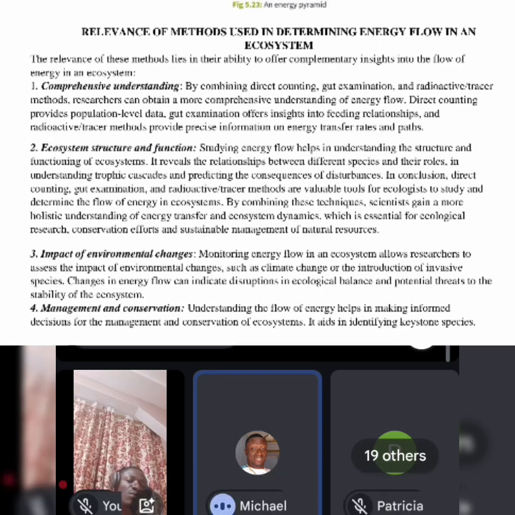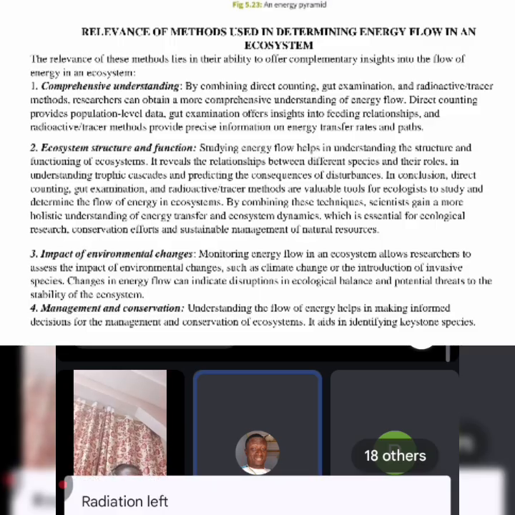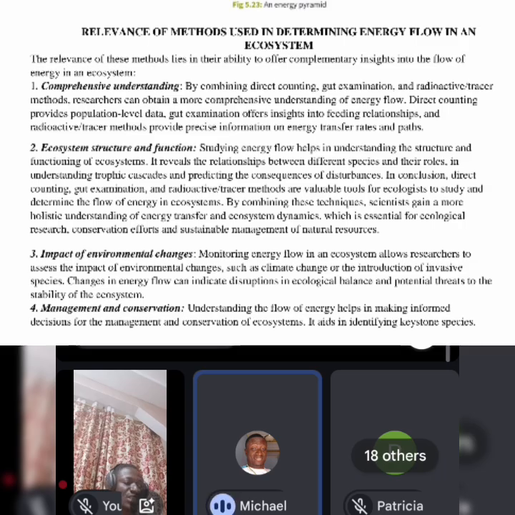So when we monitor the energy flow in the ecosystem, researchers are able to assess environmental changes, because the organisms and the roles they play can affect the environment over there, such as climate change or the introduction of invasive species. So for instance, Chromolaena odorata is an invasive species. It wasn't a native species of Ghana.